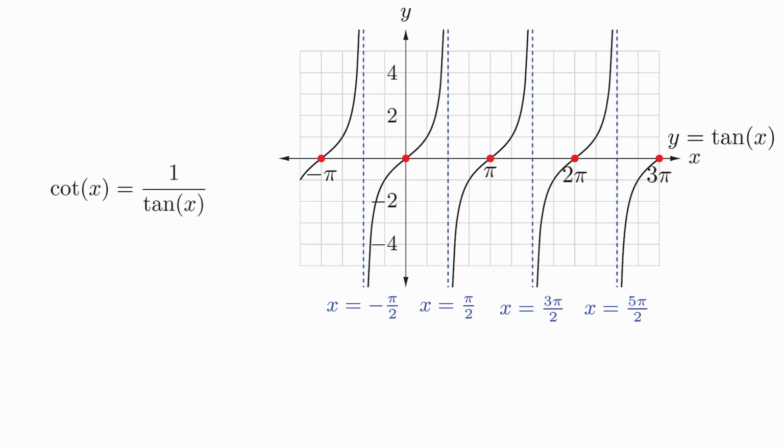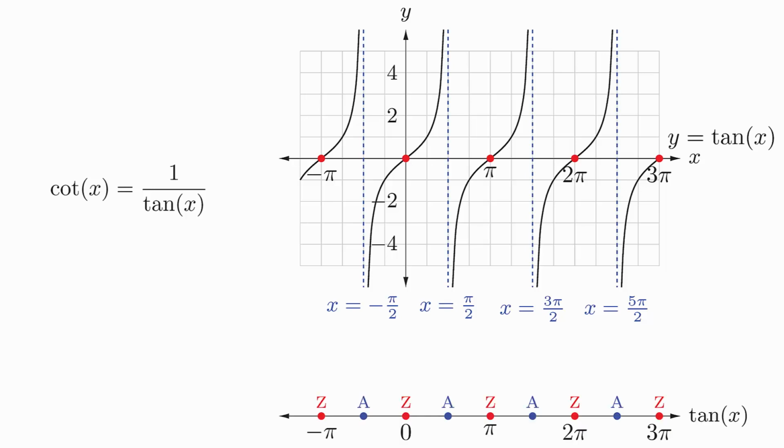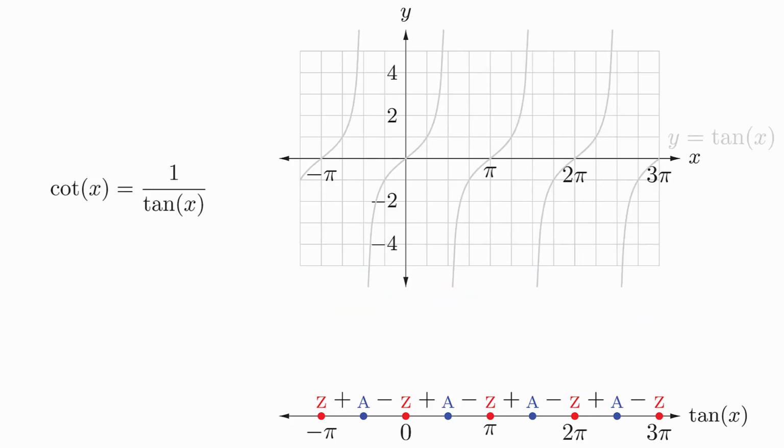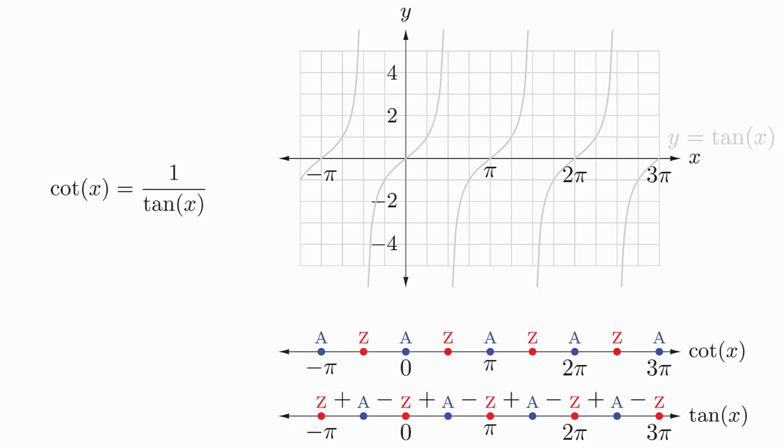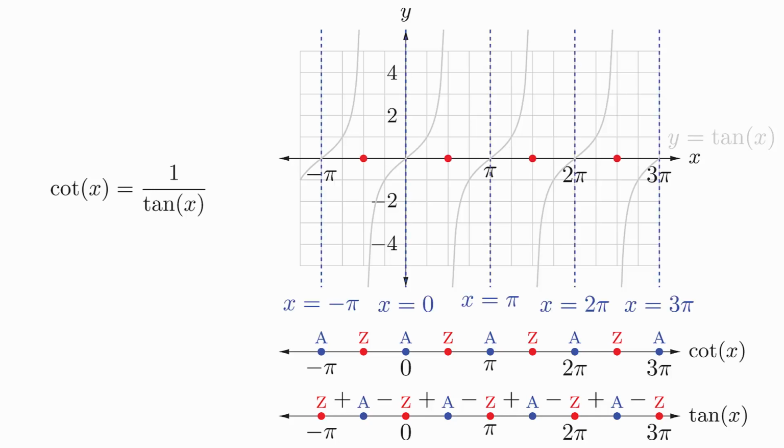First, we will copy the relevant information from the graph onto a number line. We need to keep track of the locations of zeros and asymptotes, as well as keep track of whether the tangent is positive or negative on the various intervals. We will now make space on the graph to draw the cotangent function. We need to turn all the asymptotes of the tangent function into zeros and all the zeros into asymptotes. This information can then be placed on the graph.